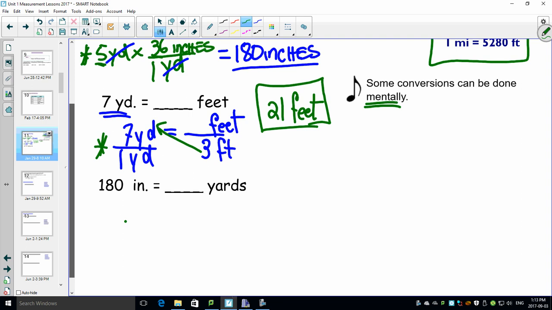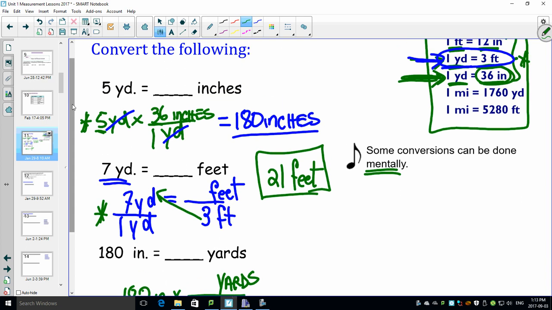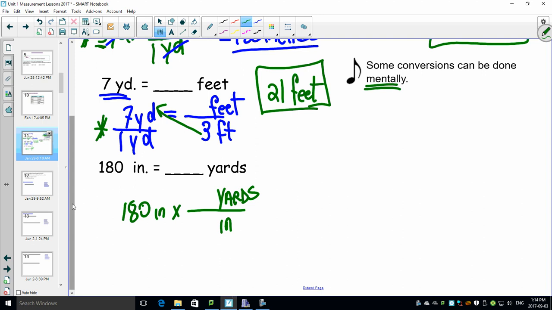We got 180 inches. We're going to multiply by something. What goes on the bottom? Of course, inches on the bottom, yards on top. Why do we want inches on the bottom? Because we want inches to eventually cancel. Look at our conversions, inches and yards. There it is, yards and inches, right there. So 1 yard is 36 inches. So I know I'm going to have to divide this out.